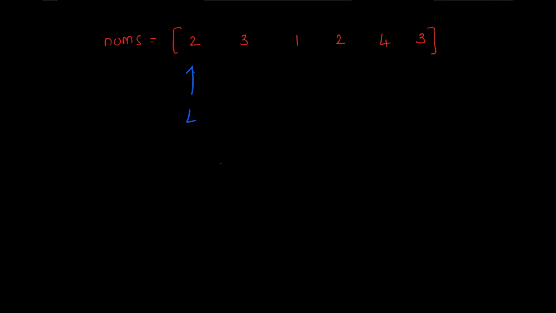We'll start with left pointing at index 0 and right pointing at index 1. The total of this subarray is 5. As the total is less than the target, we need to extend the range. So we'll increment the right pointer and bring in one more value into the subarray. The new total is 6, which is still less than the target. So we'll again increment the right pointer to bring in one more value. With 2 in the subarray, the total is 8, which is greater than the target.